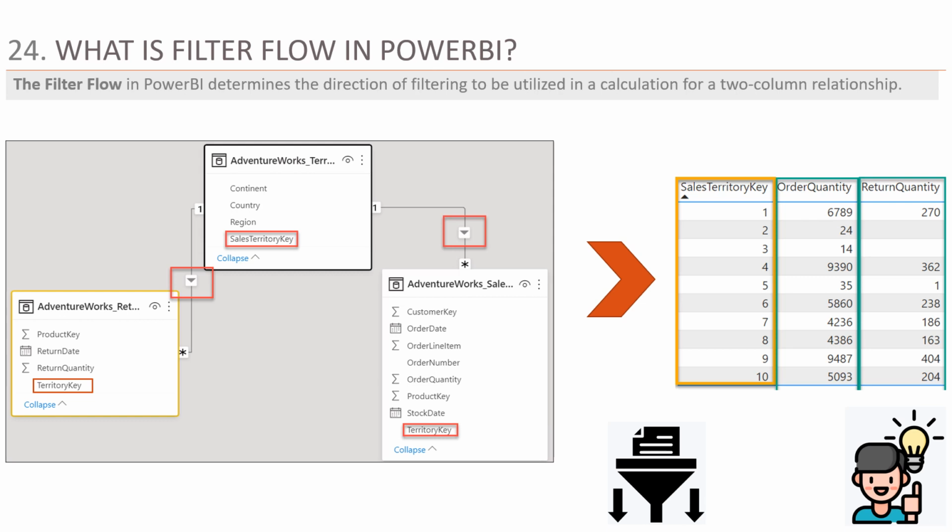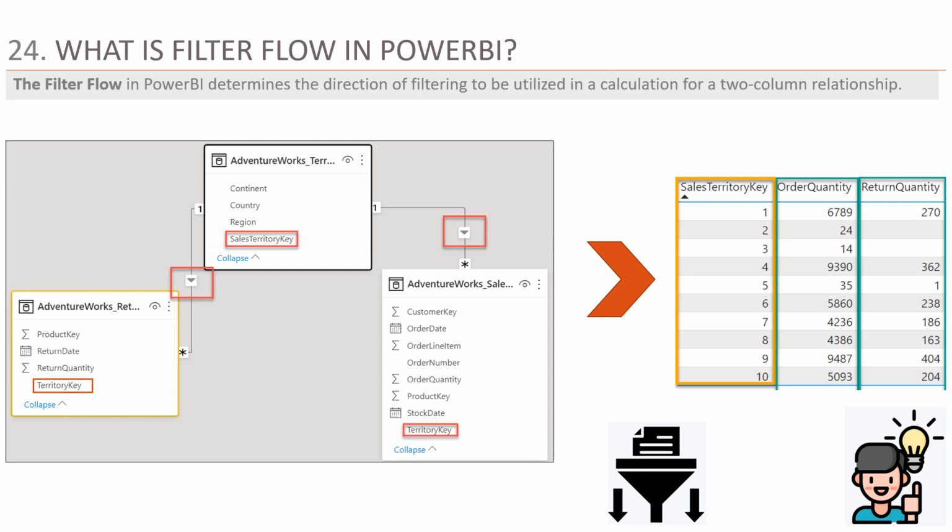Elaborating it further, the two data tables, sales data and returns data, are connected to territory lookup table. The filter directions, shown as arrows in each relationship, by default will point from the one side of the relationship, lookups, to many side, that is data, which means sales territory key is the primary key in territory lookup table while it is the foreign key in returns and sales data table.